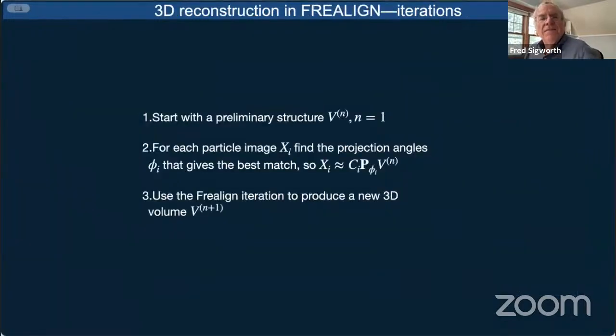Okay, so here's how FreeAlign works. You start with a preliminary structure. You find the projection angles that give the best match for each particle. And then you use that formula that I just showed you to produce a new 3D volume, and you iterate until you think that you've reached a good stationary point in the reconstruction.